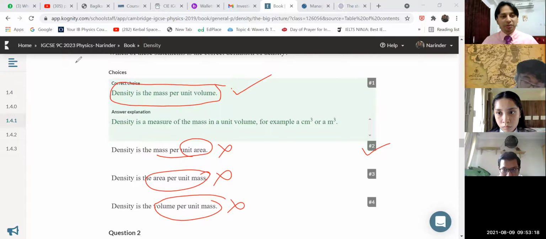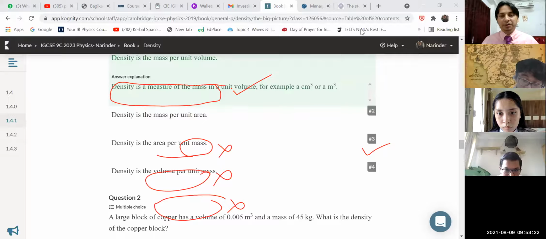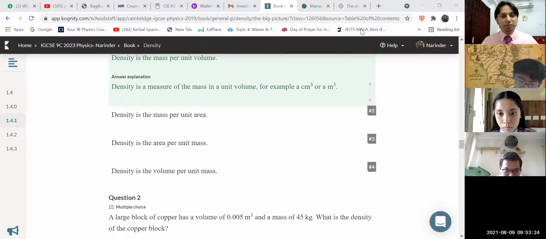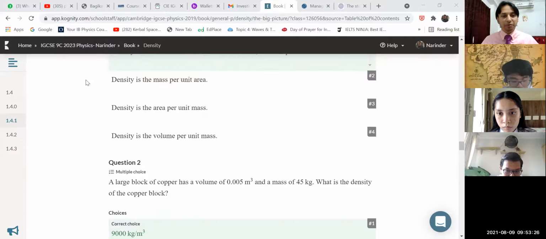It's a very simple question, children. We are not going to ask such simple questions in your exams. But for your practice, you should remember that the definition of density is mass divided by volume.